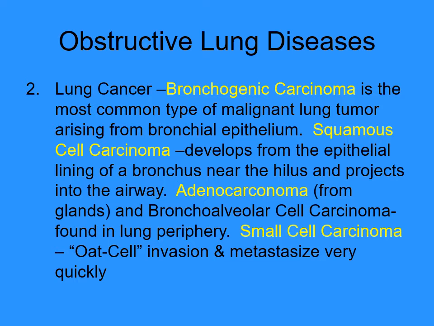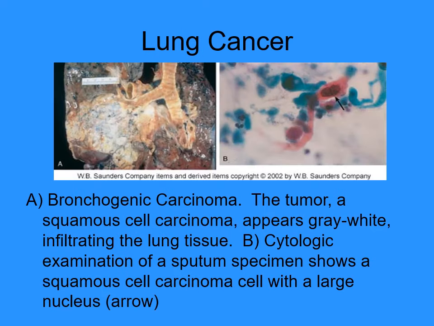And when you get to small cell carcinoma, which is also called oat cell carcinoma, this is a very rapidly metastasizing, very diffuse type of cancer and moves very quickly. This picture is showing you bronchogenic carcinoma. The tumor here, which is a squamous cell carcinoma, appears gray-white, quite extensive on this picture, infiltrating the lung tissue. And in B, cytological examination of a sputum specimen shows squamous cell carcinoma, a cell with a very large nucleus, which is right by the arrow here.